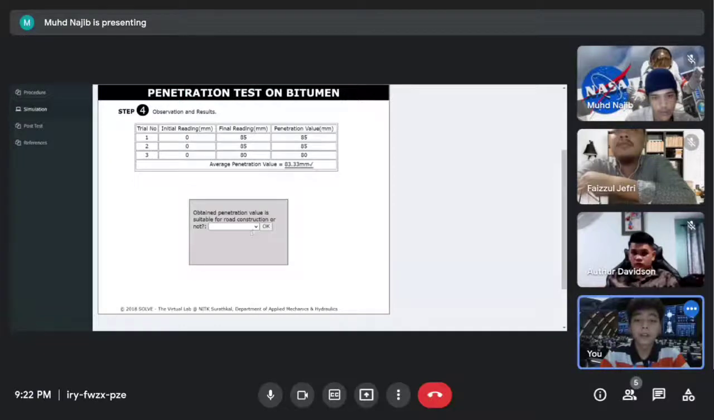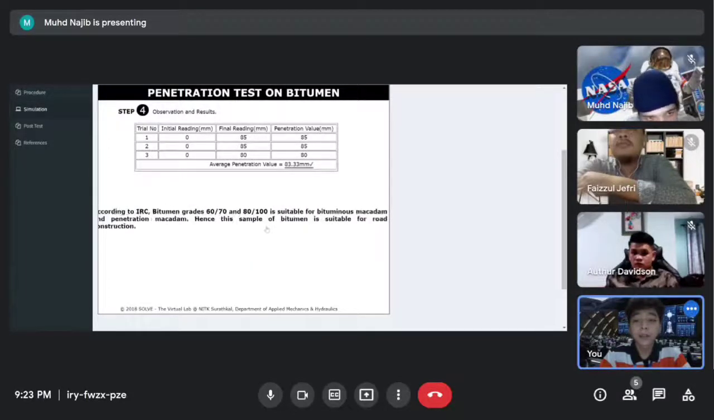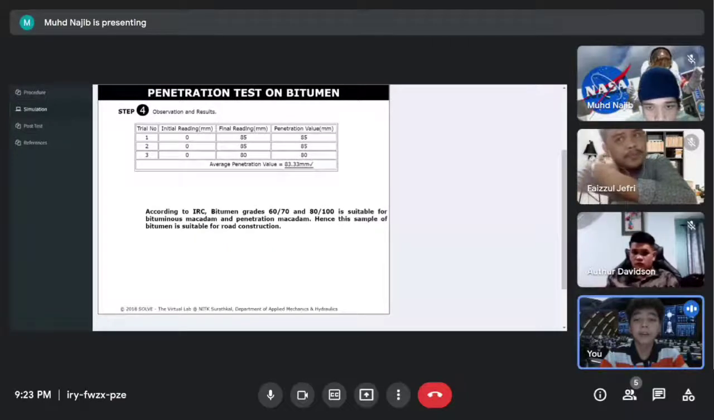The value will be suitable for road construction because according to IRC, bitumen grades 60/70 and 80/100 are suitable for bituminous macadam and penetration macadam. Hence, this sample of bitumen is suitable for road construction.